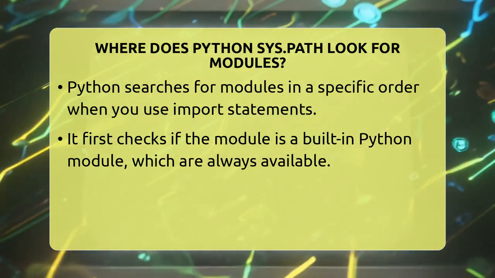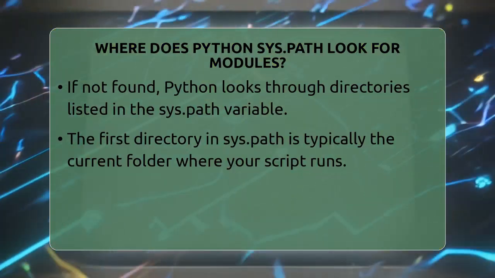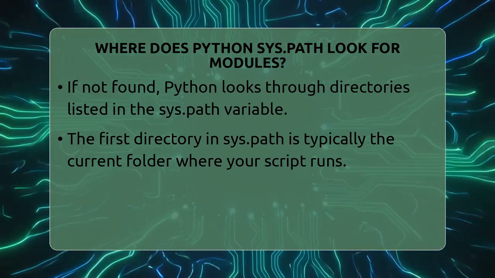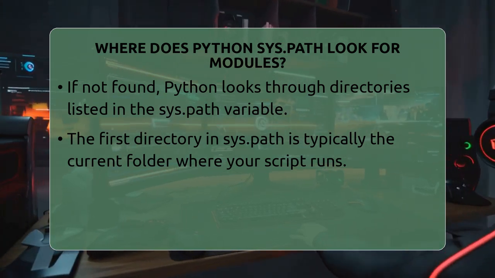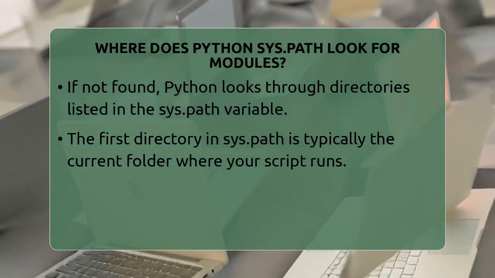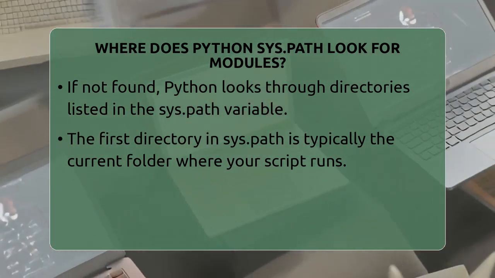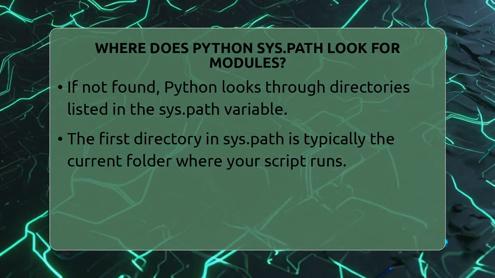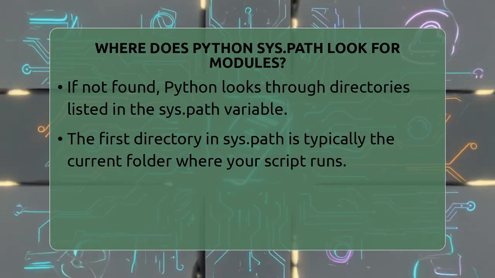If Python doesn't find the module among these, it then looks through a list of directories stored in a special variable called sys.path. This list is like a map of all the places Python searches for modules. The first directory in sys.path is usually the current folder where your script is running from. So if you have a module with the same name as a built-in one in your current folder, Python will pick your local version.